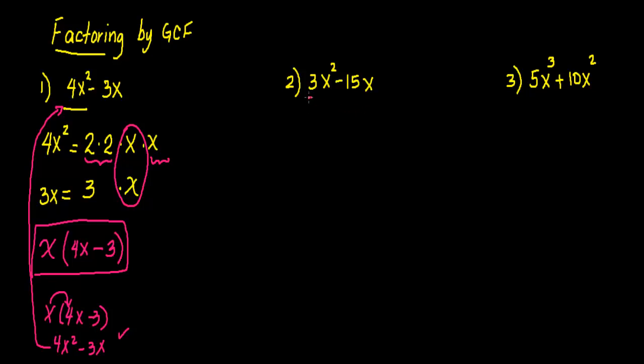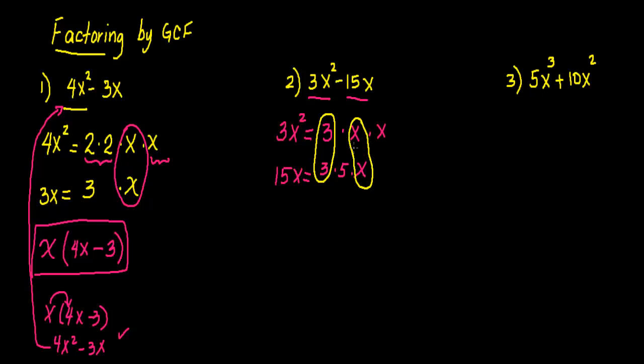Take that first term and write the factors of 3x squared. So 3x squared is 3 times x times x. Then take your second term, which is 15x, and write it in factors, which is 3 times 5 times x. There you have it. Now let's look for common factors. Right away I can see that 3 is common between these 2 terms, and also x. So that is the greatest common factor.